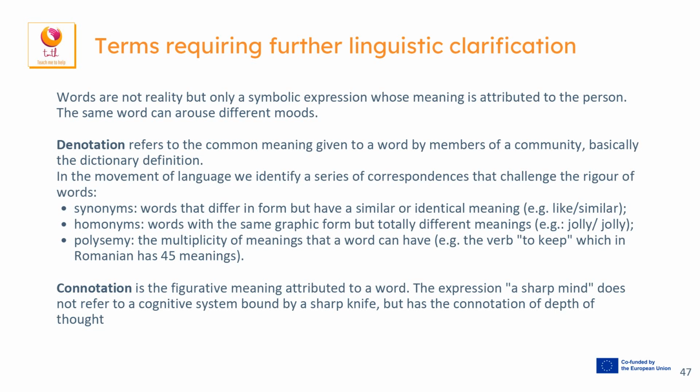Connotation is the figurative meaning attributed to a word. The expression a sharp mind does not refer to a cognitive system bound by a sharp knife, but has the connotation of depth of thought.